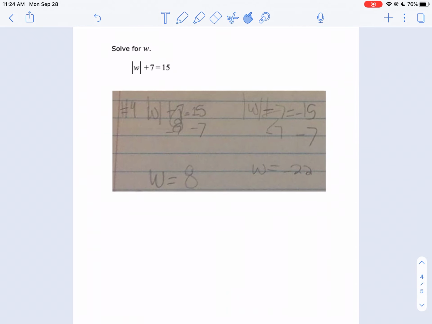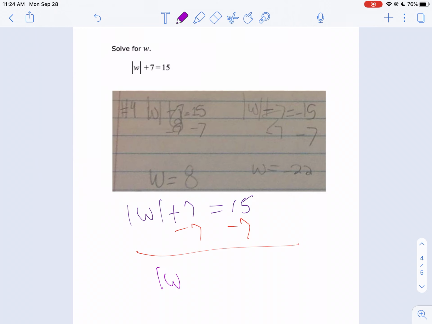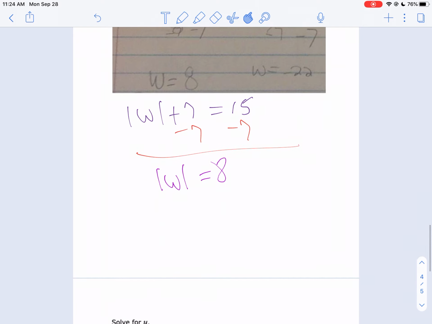Okay, on the next one, we don't make two equations because the absolute value isn't by itself. You see that? There's the absolute value of w plus 7. Get rid of the 7 first. So we minus 7 from both sides. So then we get the absolute value of w equals 8. Well, what two numbers are 8 away from 0? So that would be 8 or negative 8.